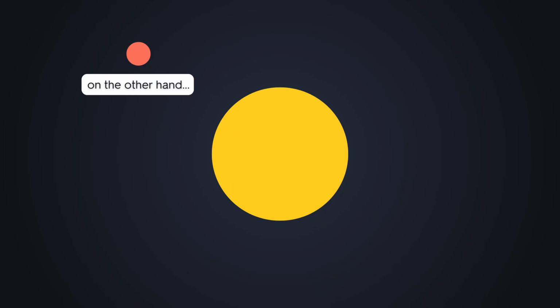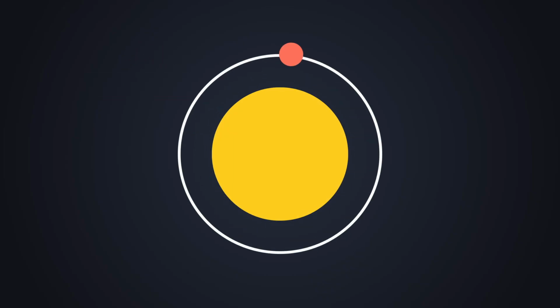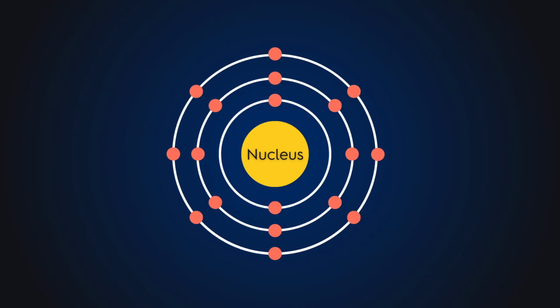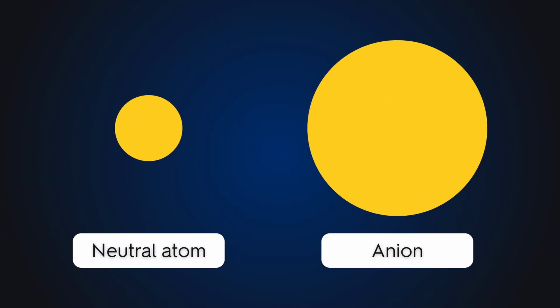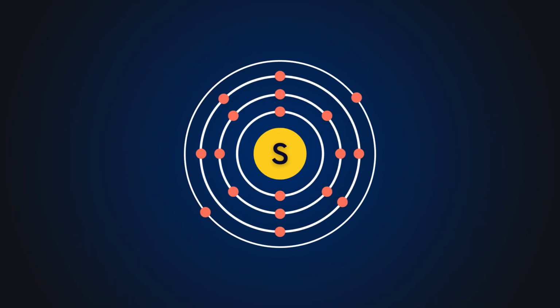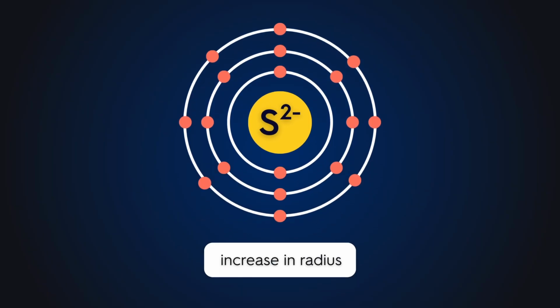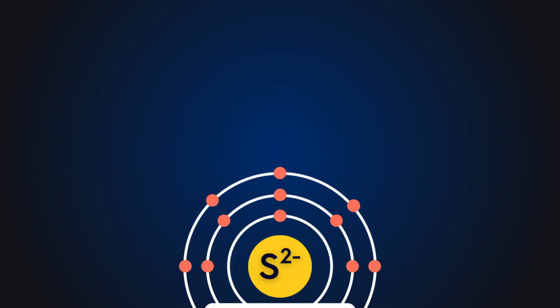On the other hand, forming an anion means gaining electrons. Adding electrons increases electron-electron repulsion, while the nuclear charge stays the same. As a result, anions are always larger than their neutral atoms. When sulfur gains 2 electrons, it forms a sulfide anion with the formula S2-. The added electron repulsion causes the ionic radius to increase significantly.